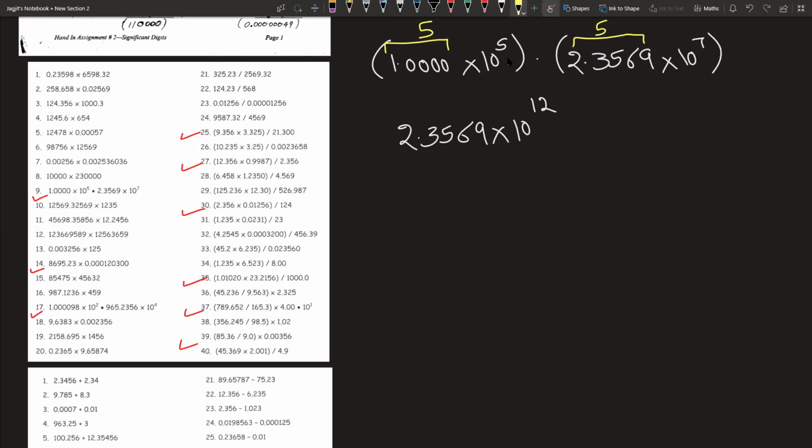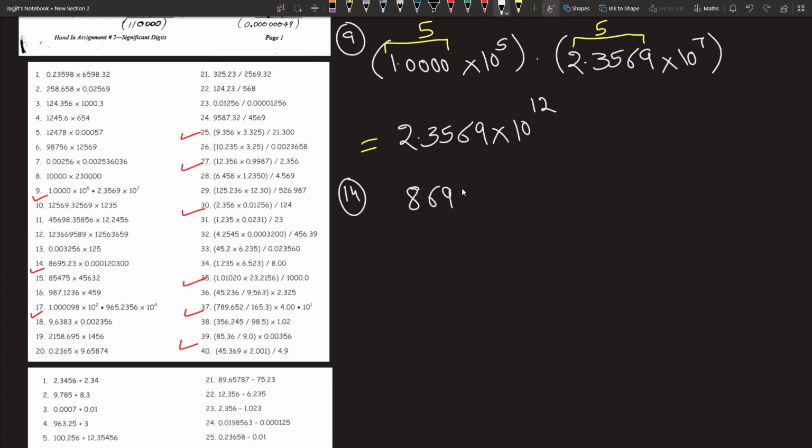So my answer should have the least, but in this case, it's all the same. So my answer should have 5. So 1, 2, 3, 4, 5. It already has 5. That's my final answer. Did you guys get that? Yeah. Okay. Let's have a look at number 14 now.